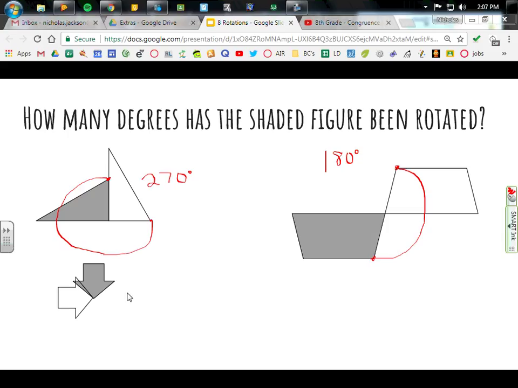All right, here we have a pair of arrows. So we're going to trace this corner to this corner down here and see how far that's rotated. So going from this point down to that point, that's about 1/4 of a circle spin. So that is a 90-degree rotation. Okay?